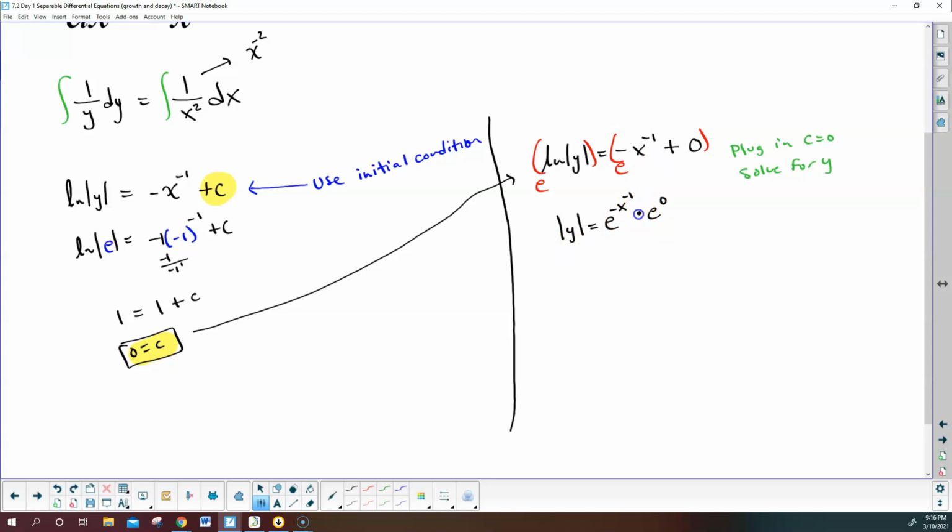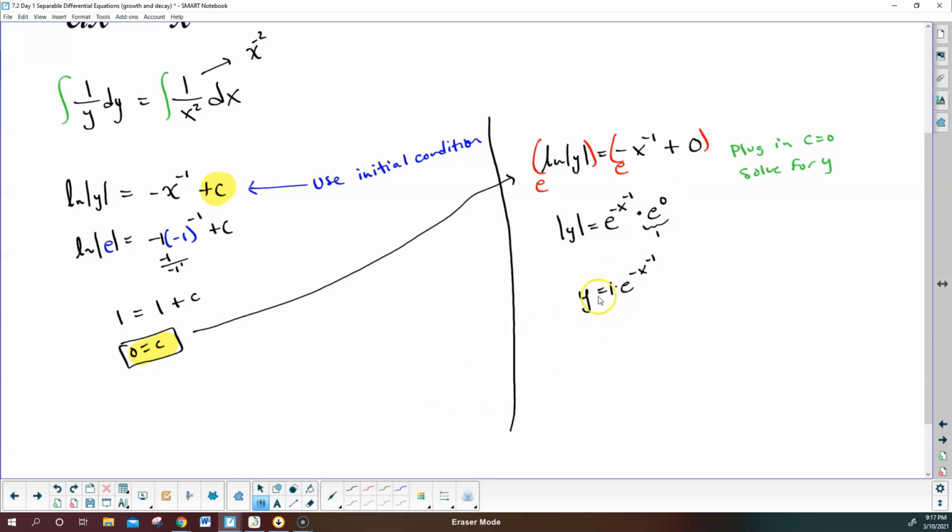That was one of our properties we talked about in the warm-up from yesterday, or Monday. e to the 0 is 1. So that's going to go away. So that whole thing is 1. And I'm left with e to the negative x to the negative 1. So I could put a 1 out in front here. If I put this 1 here, it's representing e to the 0, but I don't need it.